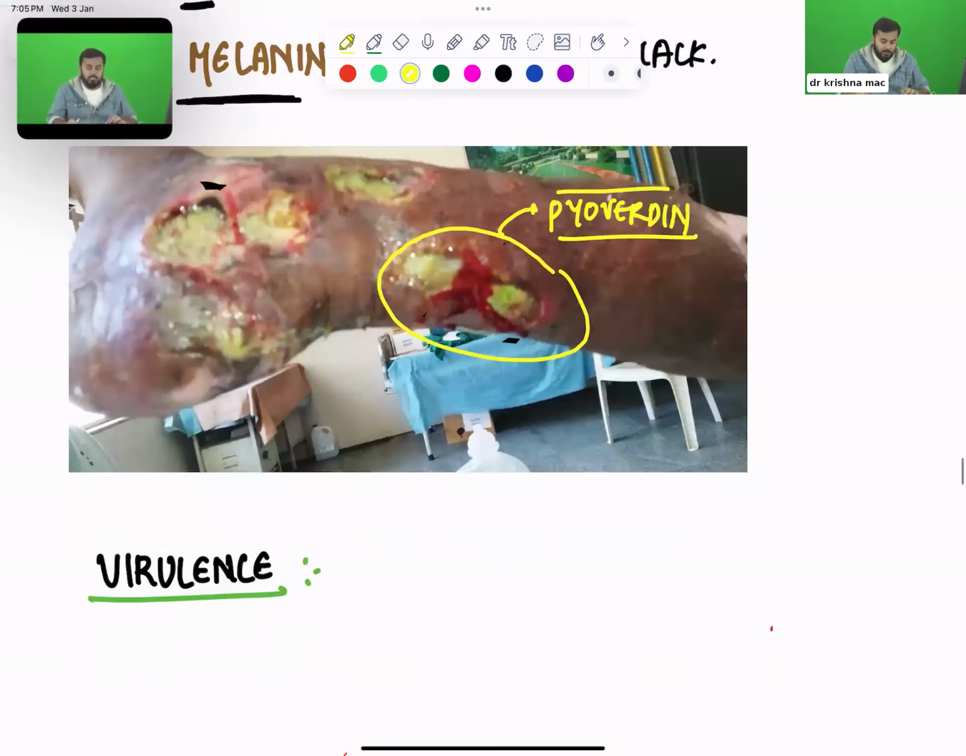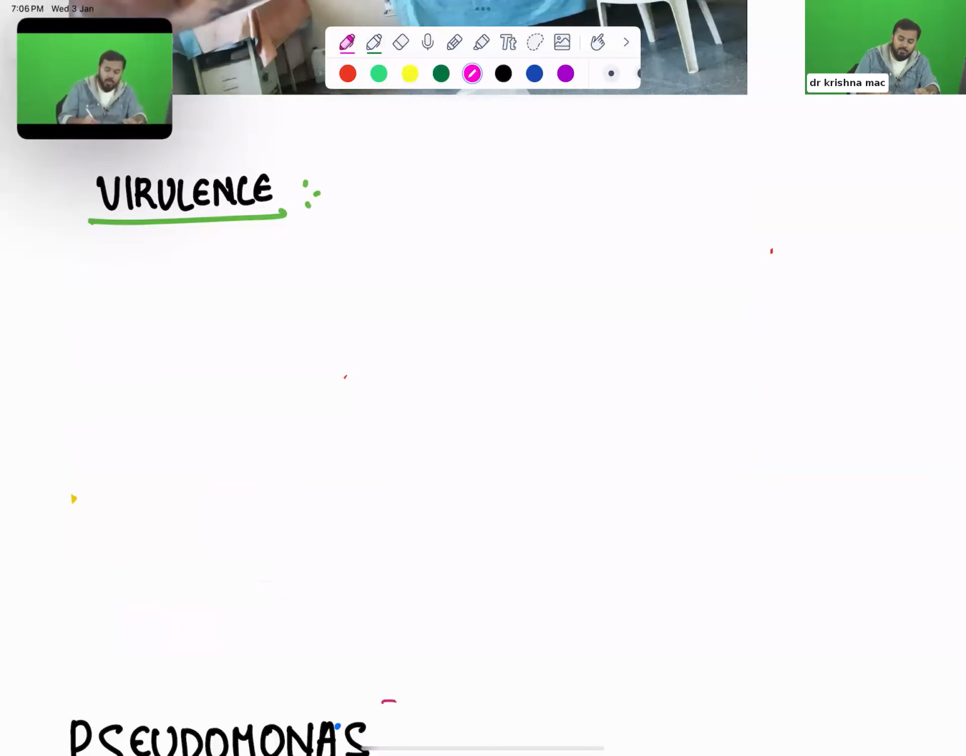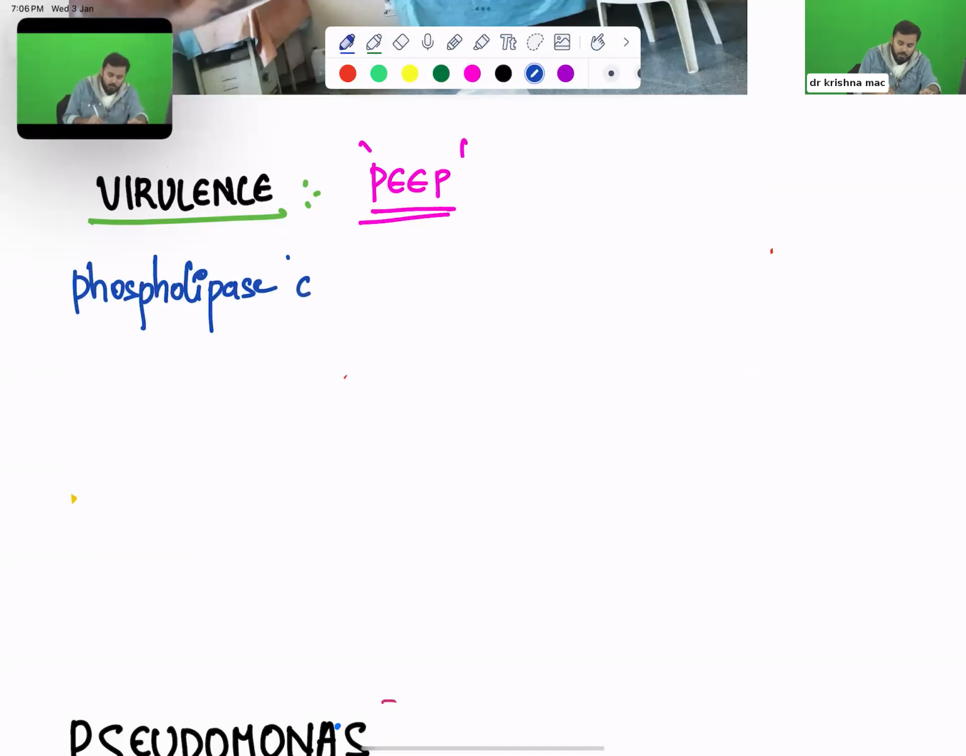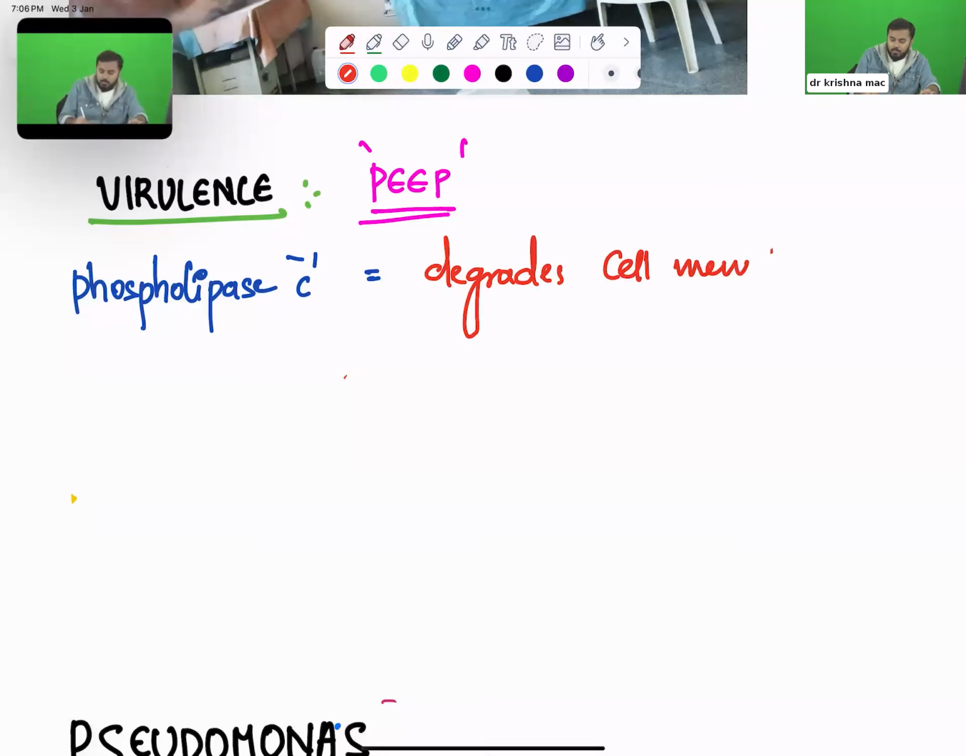Let us discuss the virulence factors now. What are the different kinds of virulence factors it releases? To remember the virulence factors, use the mnemonic PEEP. P-E-E-P. If this bacteria has to enter your body, what should it do first? This bacteria has to damage your cell membranes. To do that, it releases phospholipase C. This phospholipase C degrades your cell membranes.